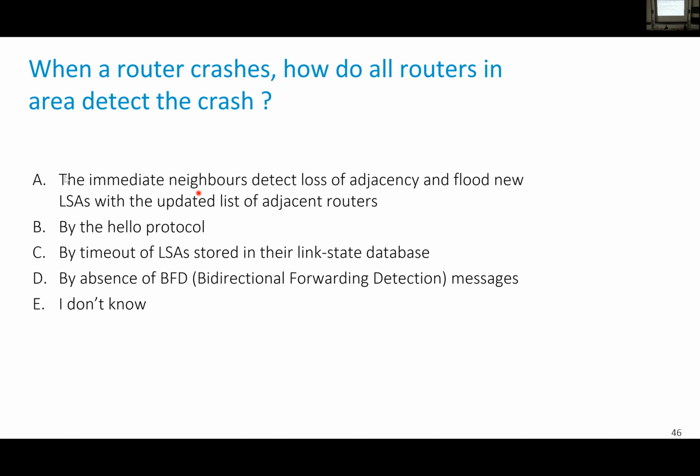And the vast majority says A, which is indeed what is going to happen in most cases. So it's only the immediate neighbors, the OSPF peers of the crashed router, that will sense that this peer is no longer working, and they will inform the rest of the network by flooding new LSAs. The hello protocol will allow only the immediate neighbors. So B is an incorrect answer in the sense that a router that's several hops away from a crashed router will not detect it by the hello protocol. It's not doing hello with every other router. It is doing hello only with the immediate neighbors.